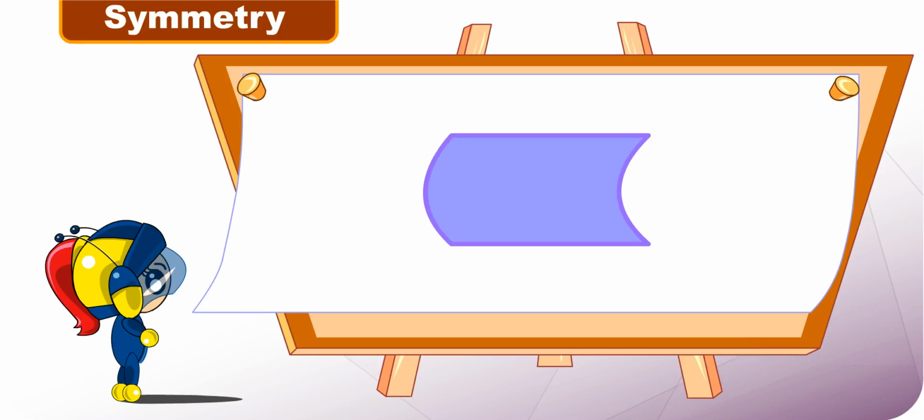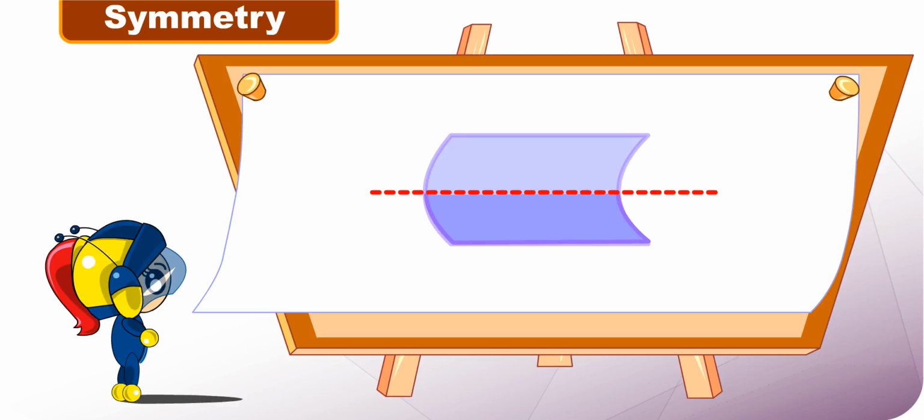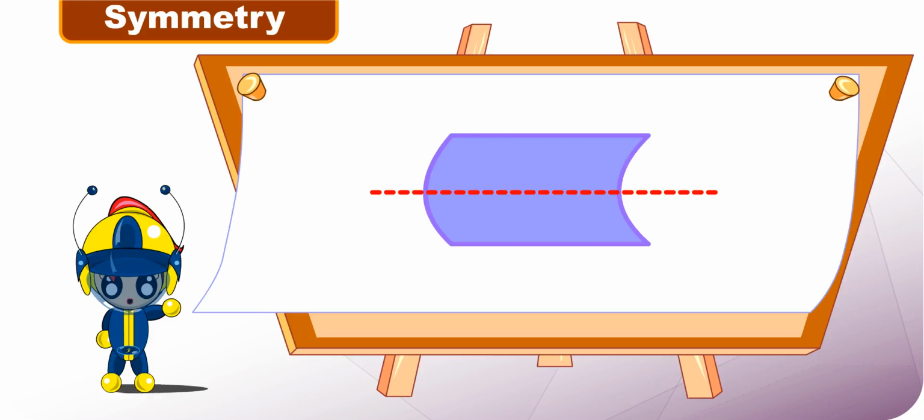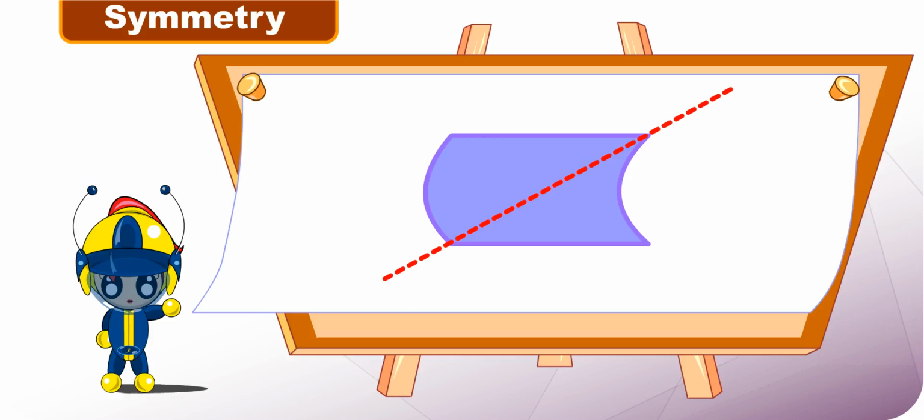Look at the figure, Turbo Girl. I'm going to draw a line on it. Is this a line of symmetry? Yes, it is. This figure can now be folded along the line into two equal parts which match. Now I'm going to draw another line on the same figure. Is this also a line of symmetry? No, it is not. This is because when I fold it along the two equal halves, they do not match.